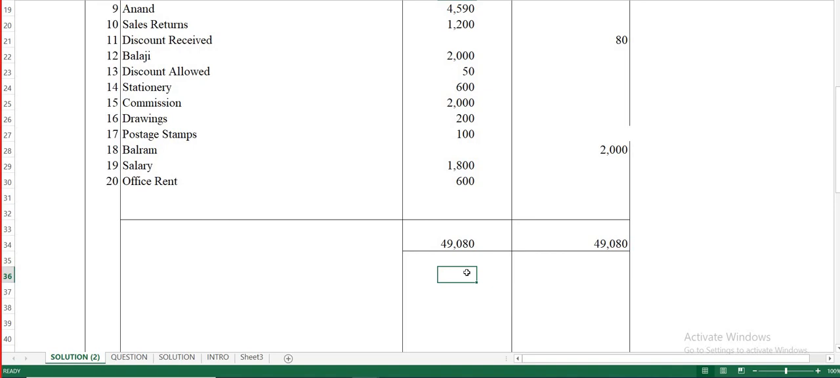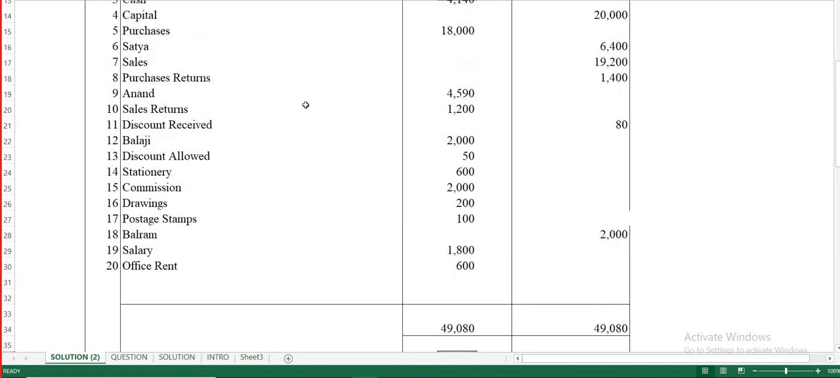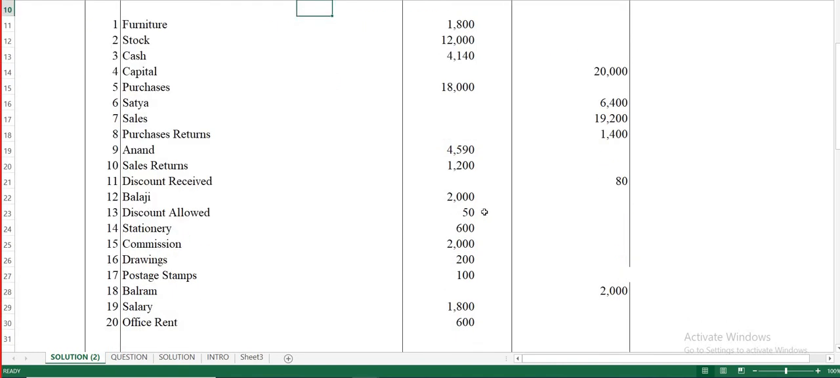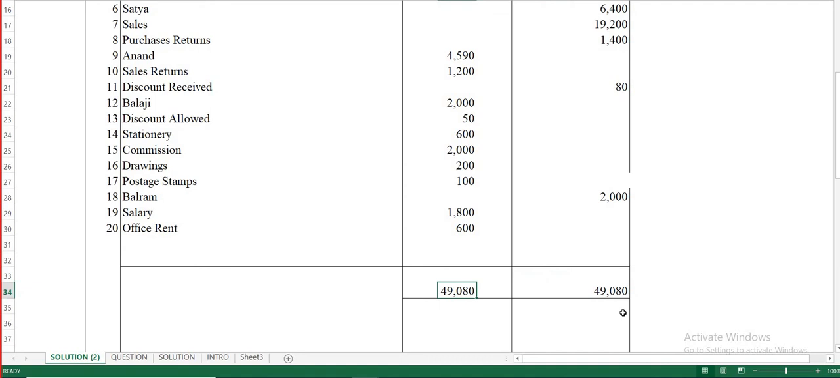This is the third step, where you summarize all the transactions. Recording is done with the help of the journal, classifying is done by posting to the ledger accounts, and summarizing is done with the preparation of the trial balance. Before preparing the final accounts, you prepare the trial balance to check arithmetical accuracy, to know whether the debit and credit columns tally or disagree.